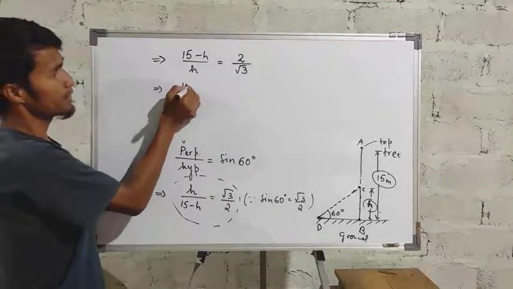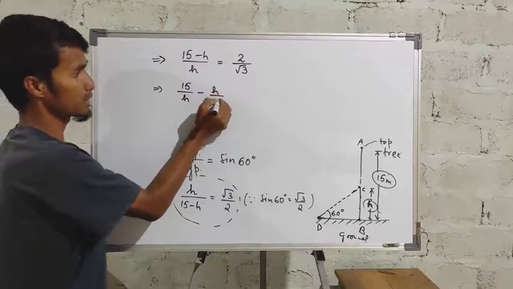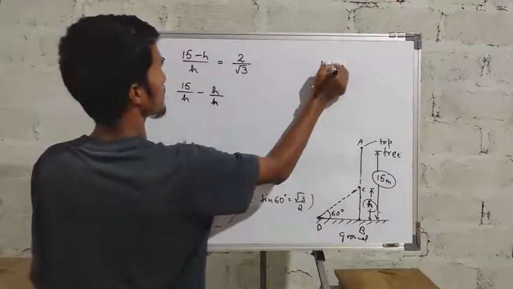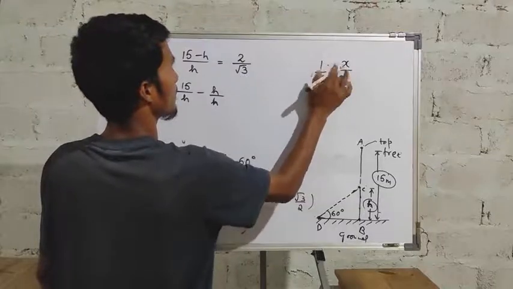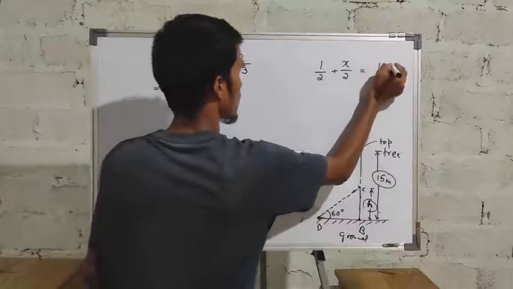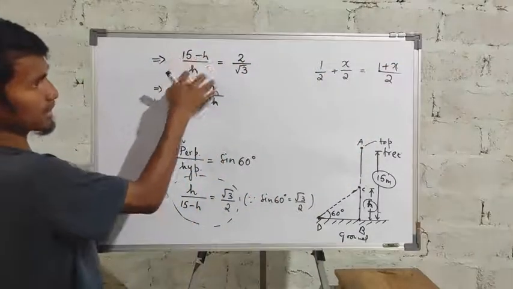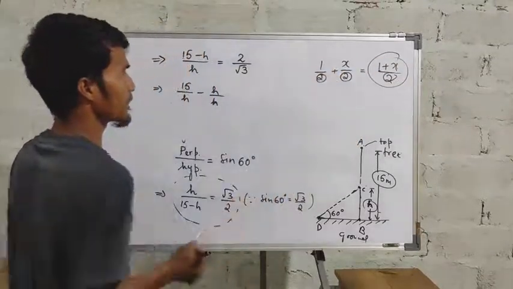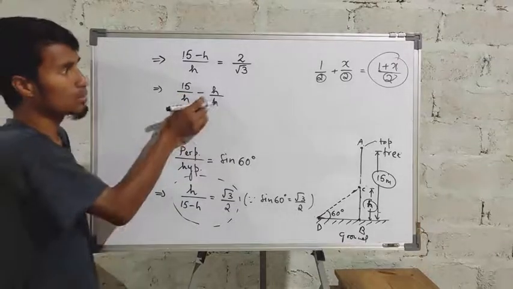Then here 15 divided by h minus h divided by h. Because we use it like this: 1 plus x by 2 can be written as 1 by 2 plus x by 2. Similarly here, 15 minus h by h. Then I split these two numbers on both sides. Here also I split this h, not splitting, but taking both as the same.